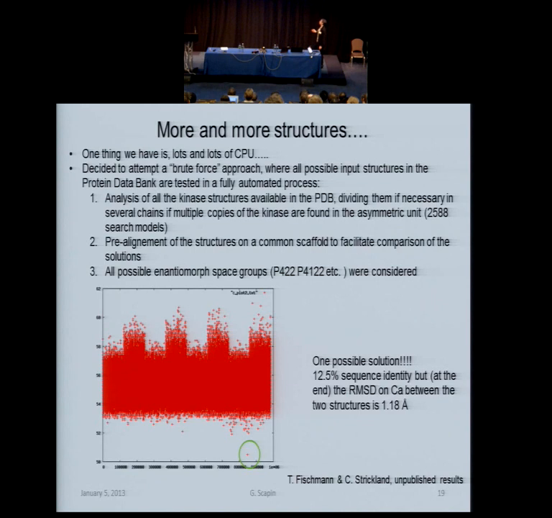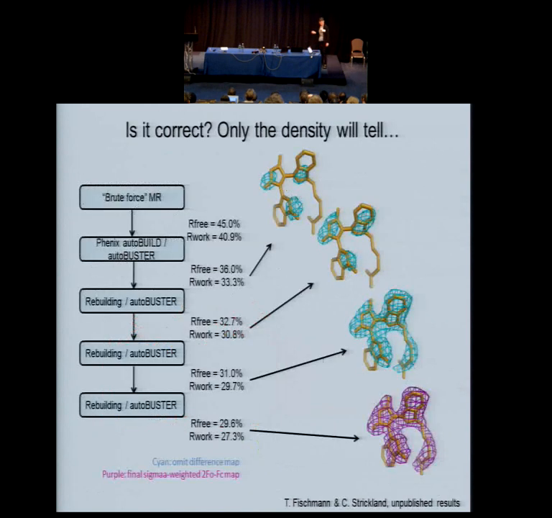Was it the correct solution? Yes, it was. The density was telling us that it was. The kinase was crystallized with an inhibitor, and throughout the refinement, clearly, the density for the inhibitor was coming up more and more, and it was clearly an indication that it was the correct solution. So I'm quickly running out of time.